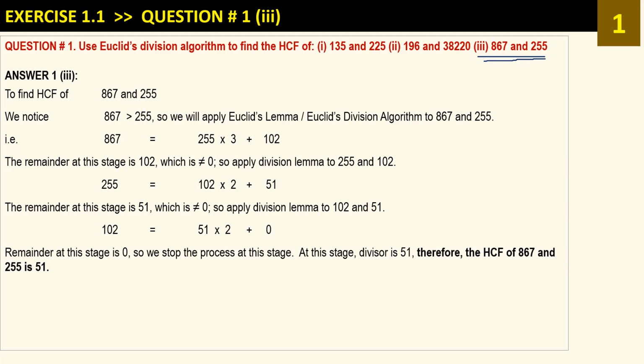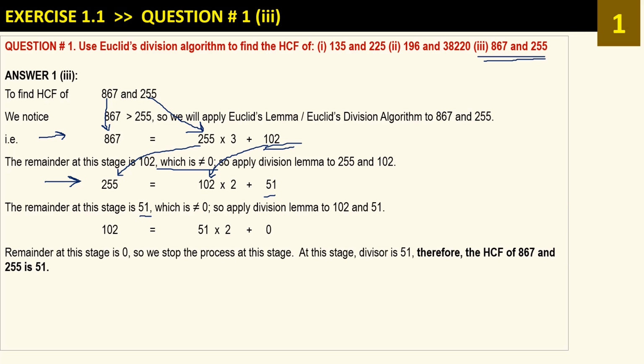of 867 and 255. As usual, the bigger number 867 is kept on the left hand side, 255 goes in the position of a divisor, and we apply the Euclid's lemma, and we obtain a remainder of 102. 102 is not equal to 0, so the process will continue, and this time we apply the process with 255 on the left hand side as the dividend, and 102, the remainder from the previous step, will be in the divisor's position.